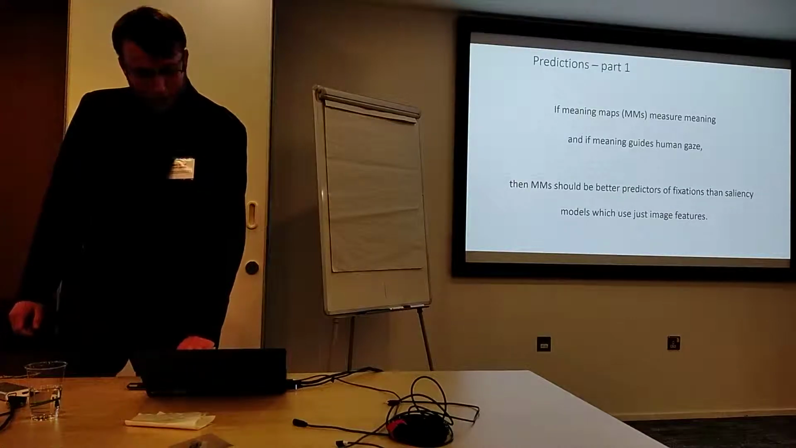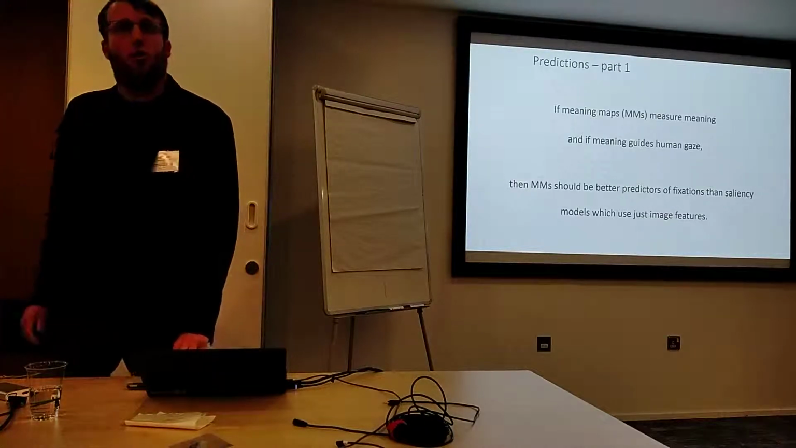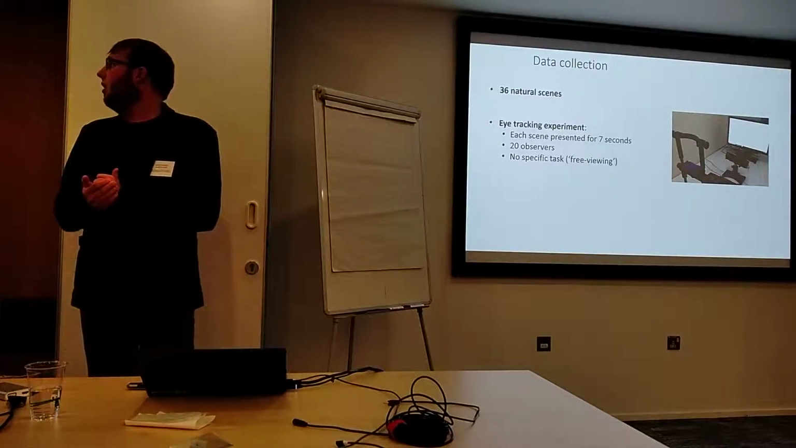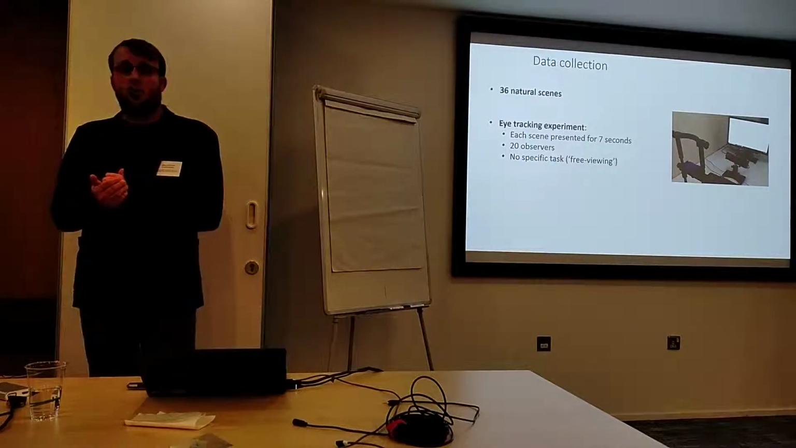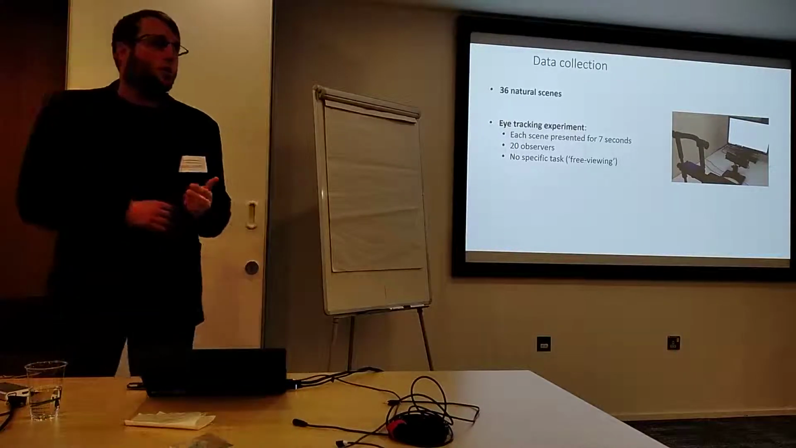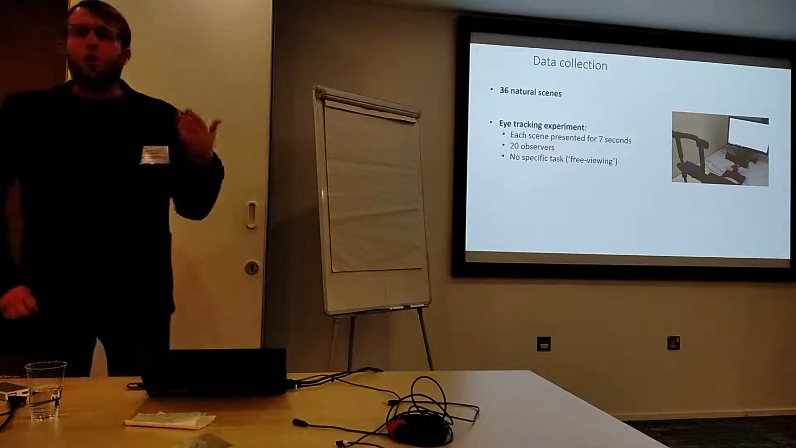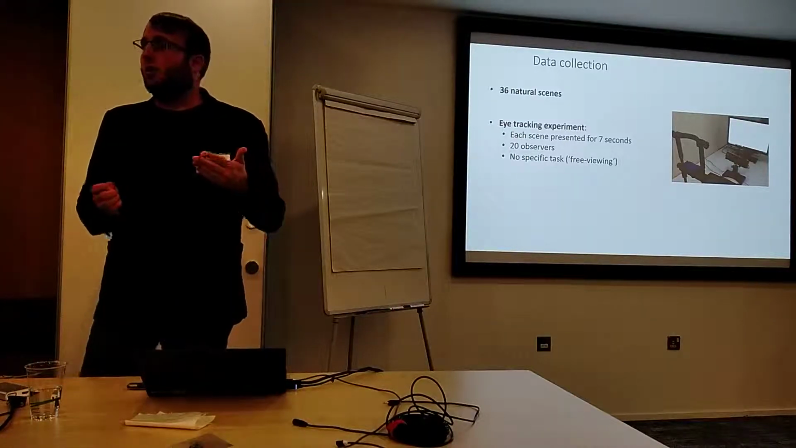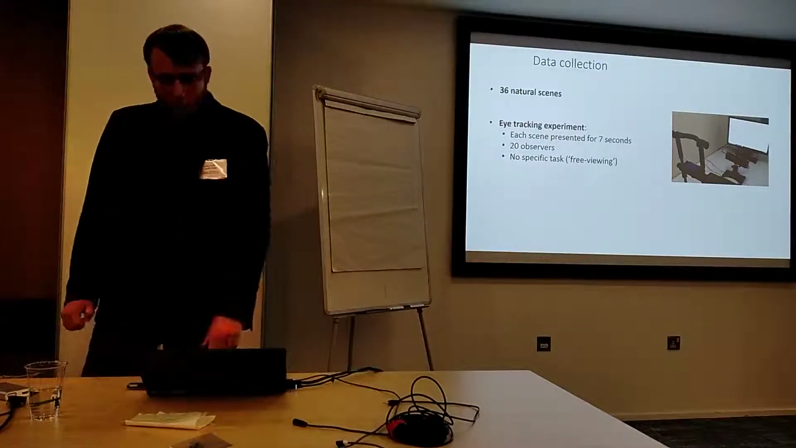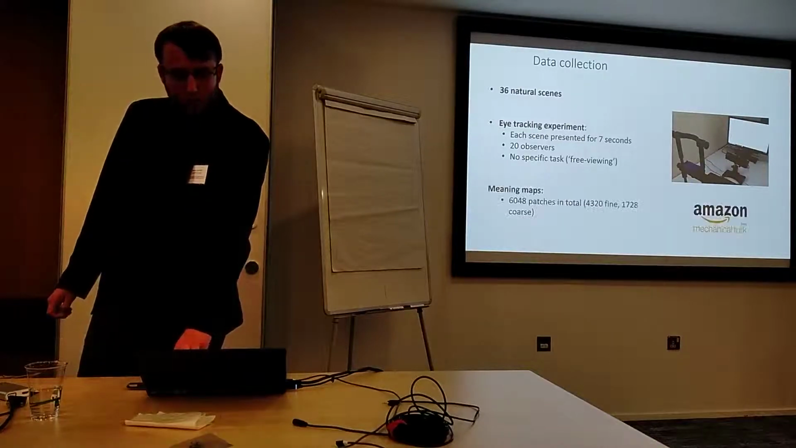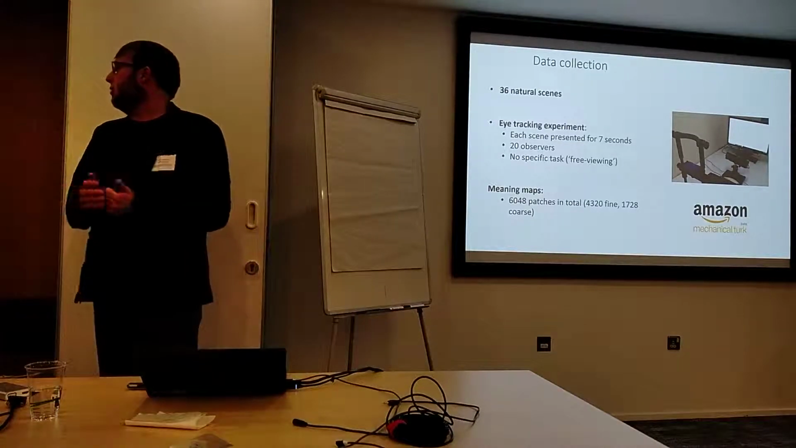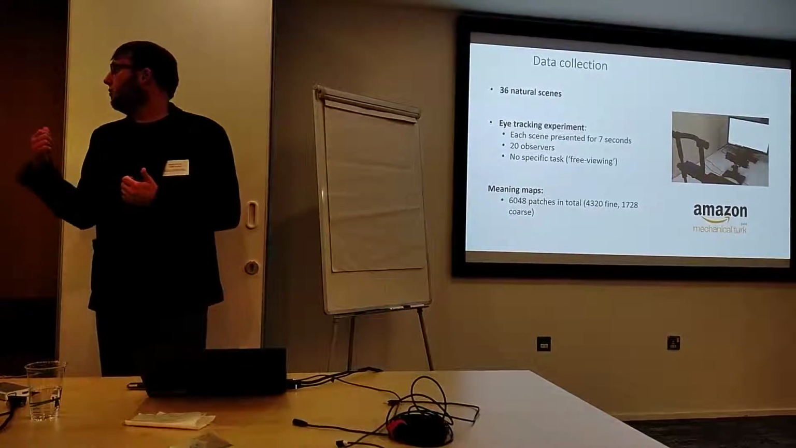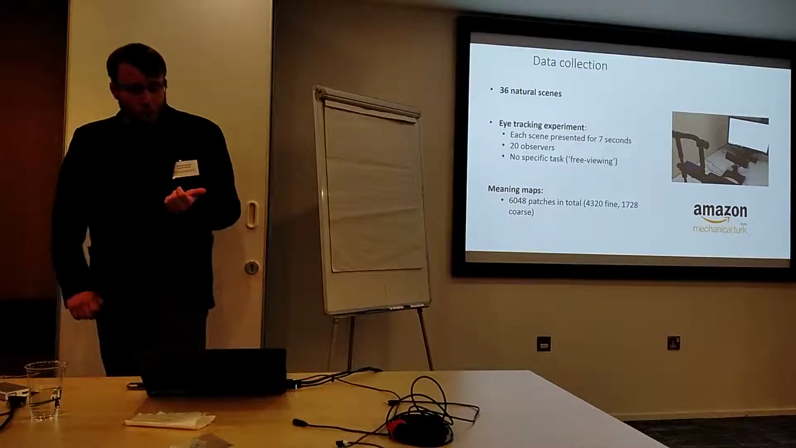So, how to test that? Experimentally, of course. At first, we collected eye tracking data for 36 natural scenes. We basically invited observers to an eye tracking laboratory where we showed them the images for 7 seconds each, where they had no specific task, they just had to free view them. And we also constructed meaning maps for these images. Given that we needed ratings for over 6,000 patches, we used the crowdsourcing platform Amazon Mechanical Turk.